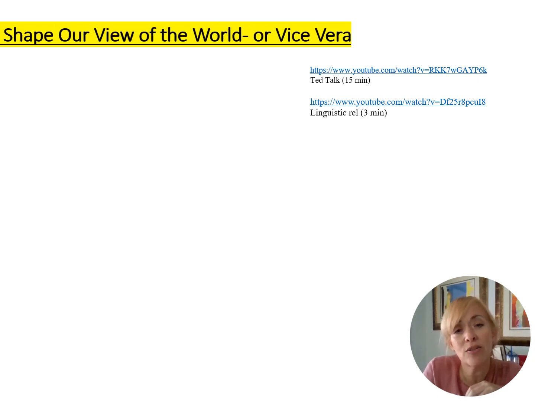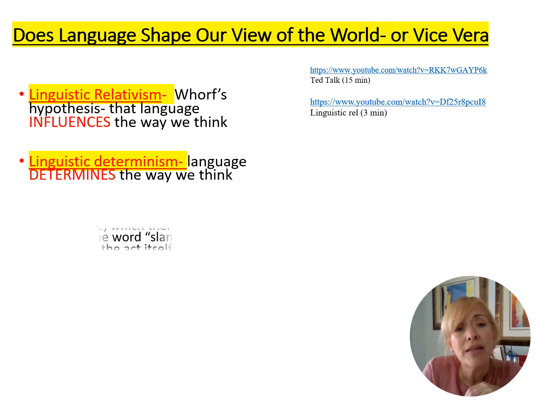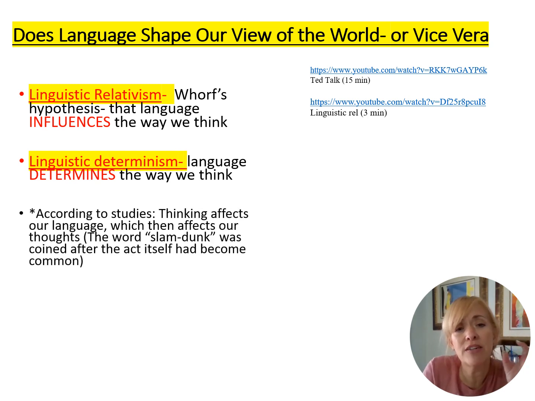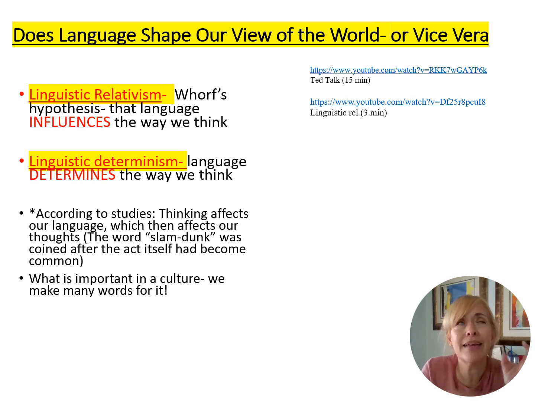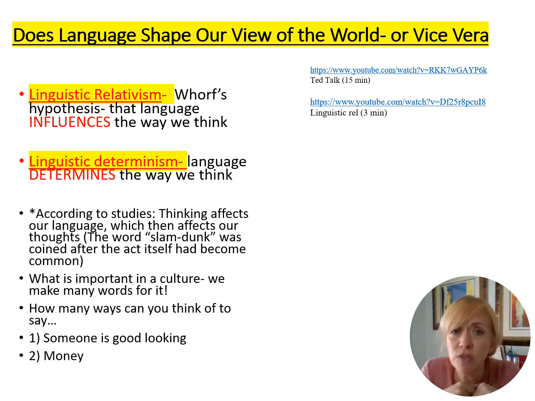Thinking affects our language, but our language also affects our thinking. And linguistic relativity, linguistic determinism, it's like how language influences the way we think. And there are several studies, and I'm going to show you a few clips of YouTube videos that talk about linguistic relativity and linguistic determinism.